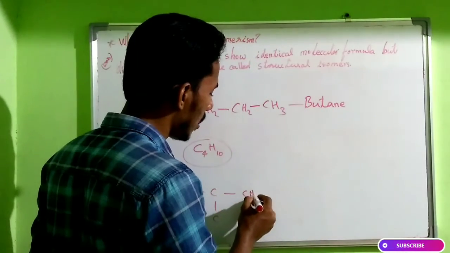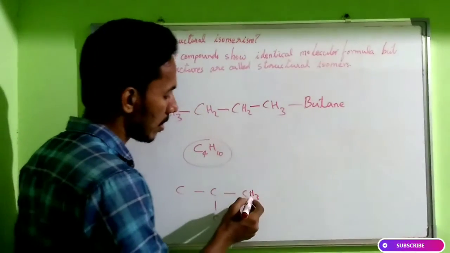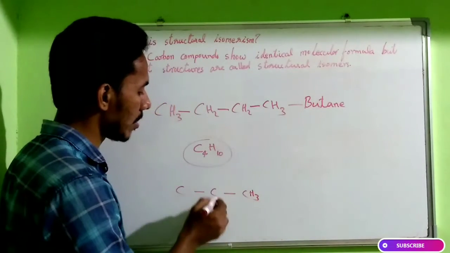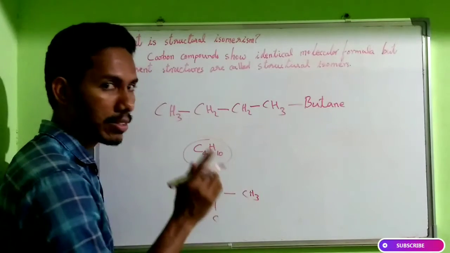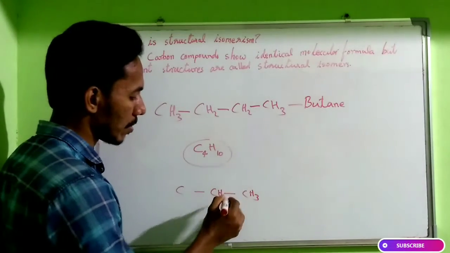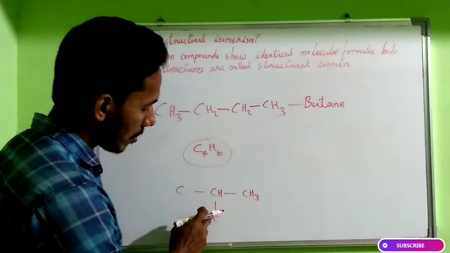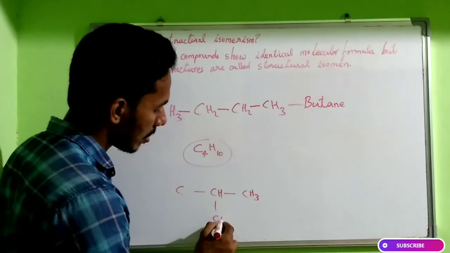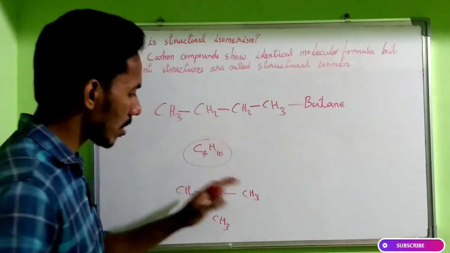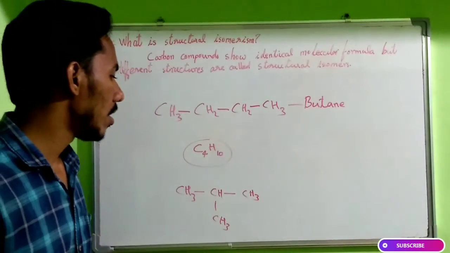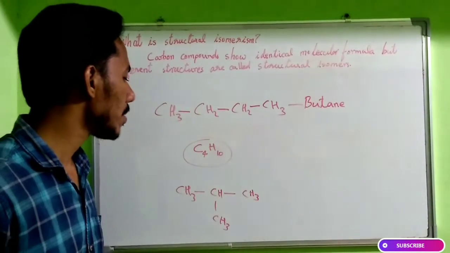We have to fill the valency. One is here, then 3 left. 1, 2, 3 is here for this carbon atom. There is only 1 left. So 1. Then it is only 1, then CH3, 1, CH3. It is the complete structure of this molecule, this compound.